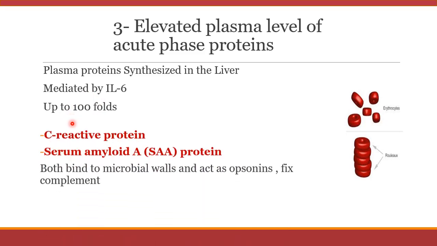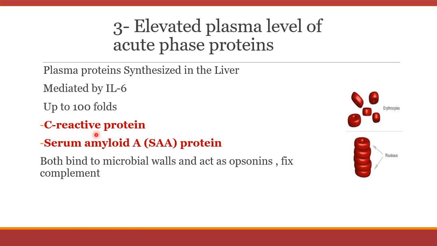Those proteins include the C-reactive protein and the serum amyloid associated protein, or SAA protein. Both of those proteins act as opsonins, and we spoke about opsonins and opsonization before. This is a process by which those proteins or any other substances coat or bind to the microbial walls to make them labeled and to facilitate their phagocytosis, or even facilitate the fixation of complement components on the microbial walls to be targeted by immune cells.